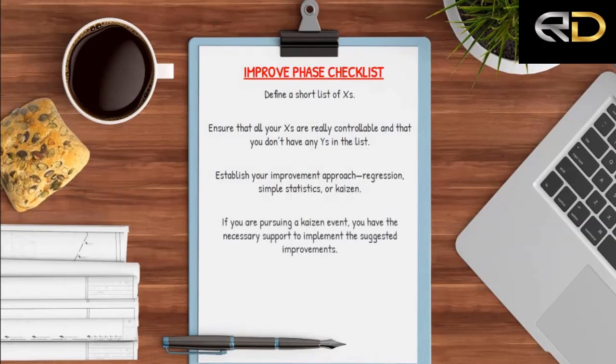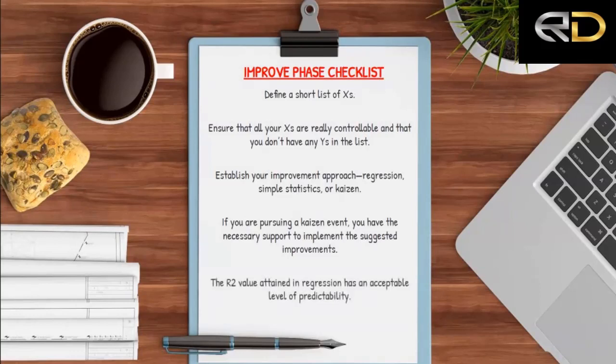And then if you're pursuing a Kaizen event, like what we have done in this case study, you should have the necessary support to implement the improvements, because now the team is going to change the way that credit card applications are being done at this bank, okay? So of course you need support and basically approval from the top management in order to change the way you work.